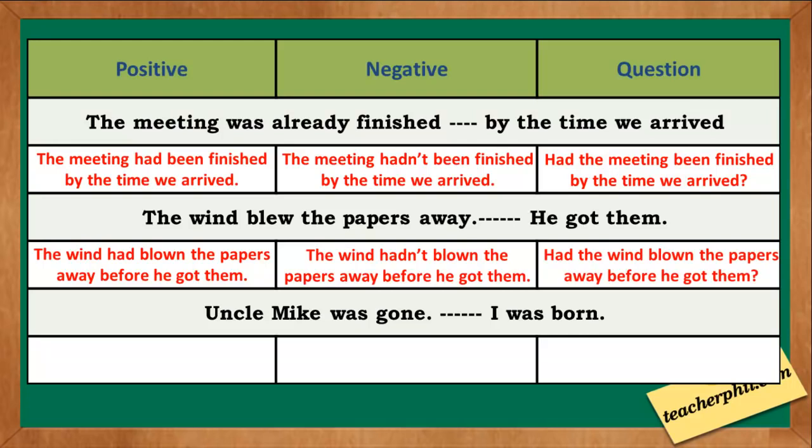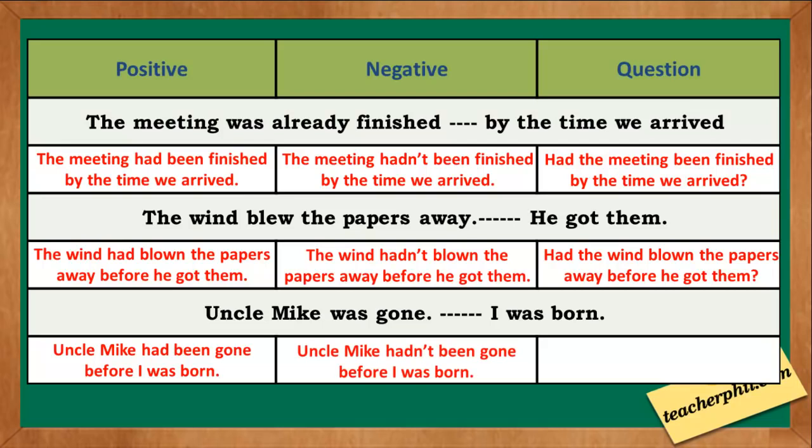The last one, Uncle Mike was gone, and I was born. The correct positive statement is Uncle Mike had been gone before I was born. The negative statement is Uncle Mike hadn't been gone before I was born. And the question is, had Uncle Mike been gone before I was born? Did you get it right?